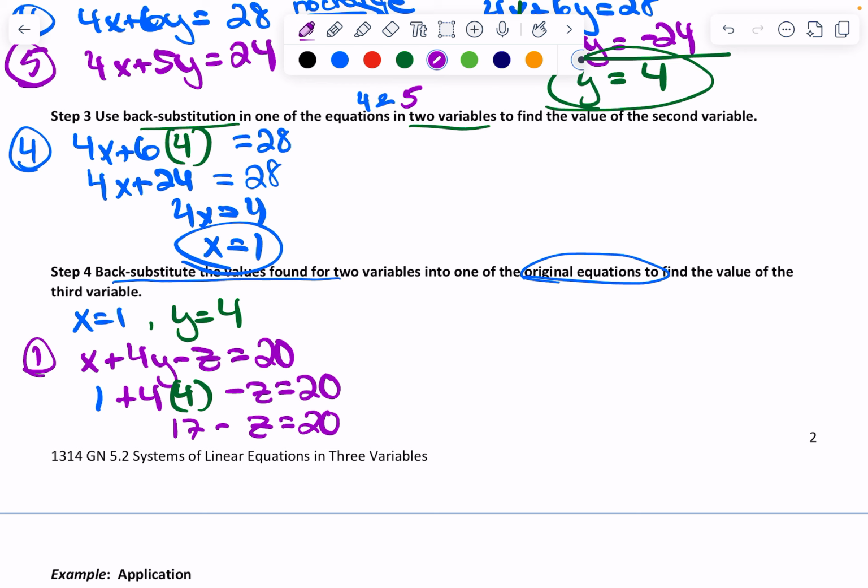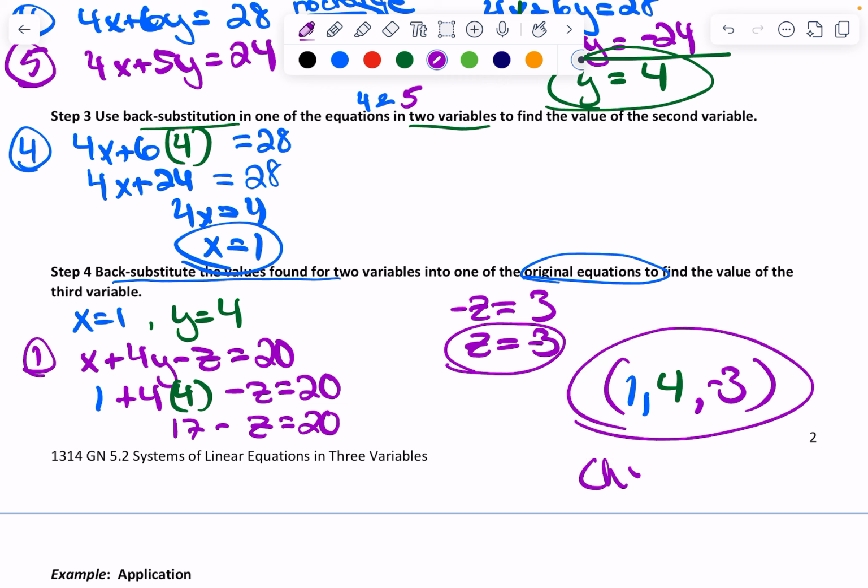Okay, so we get 17 minus z equals 20. We want to move the 17 to the other side. We get negative z equals 3. Divide by negative 1. We get z equals, hold on a second, something didn't go right. No, this should be a positive 3, and z equals negative 3. So our ordered triple is 1, 4, and negative 3.